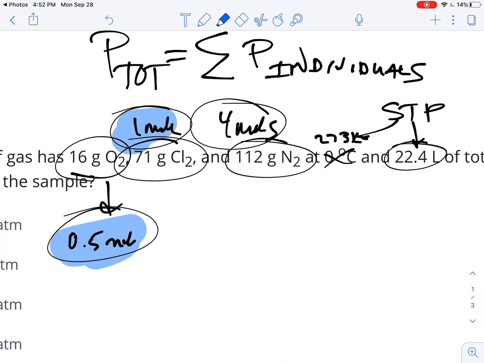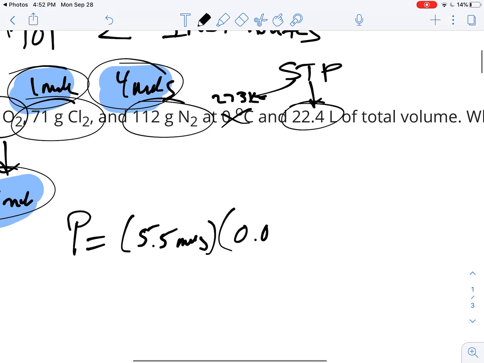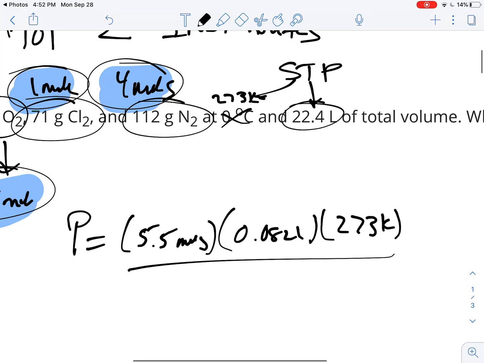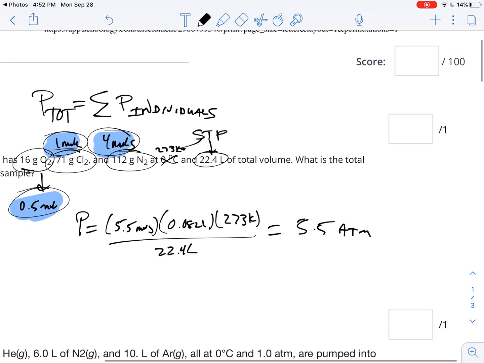You could have gone half a mole, 1 mole, and 4 moles, and then said that the pressure is going to be equal to 5.5 moles times 0.0821 times the 273 Kelvin divided by your 22.4 liters, and you would have ended up with an answer of 5.5 atmospheres, had you done the math on that.